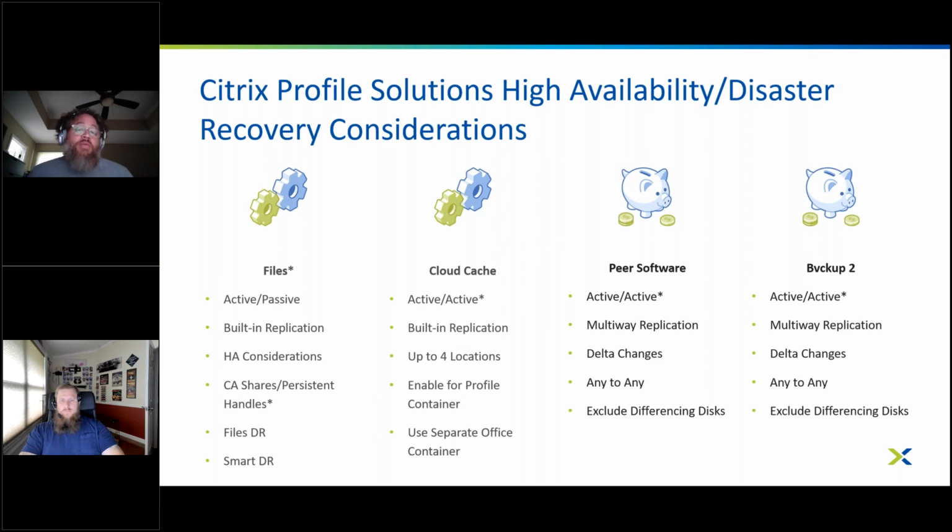When it comes to replicating those for disaster recovery, you have Files DR, which is the entire Files deployment, or you have Smart DR, which is at a per share level. So that's what you have with Files, but today Files is more active-passive. With FSLogix, you have built-in Cloud Cache, which is active, with built-in replication up to 4.